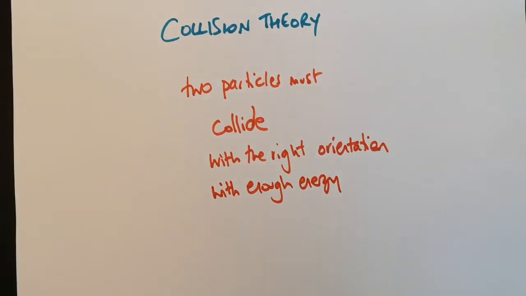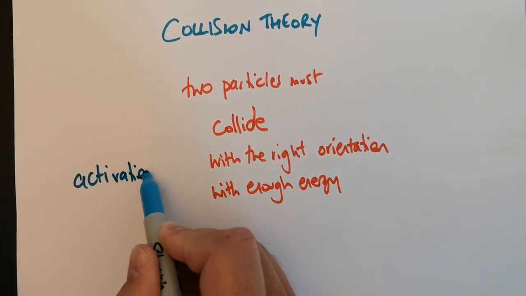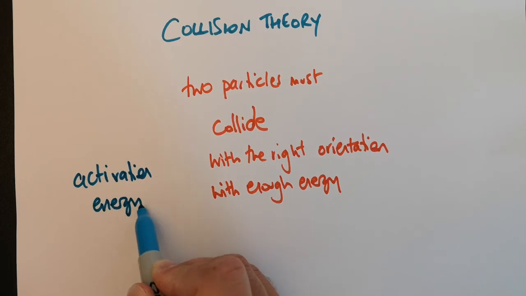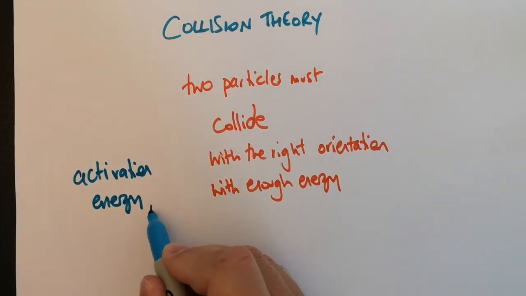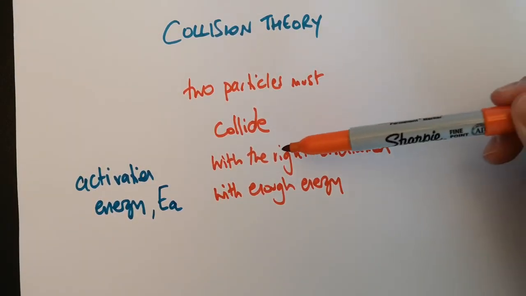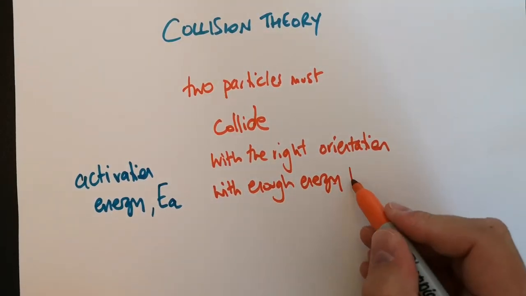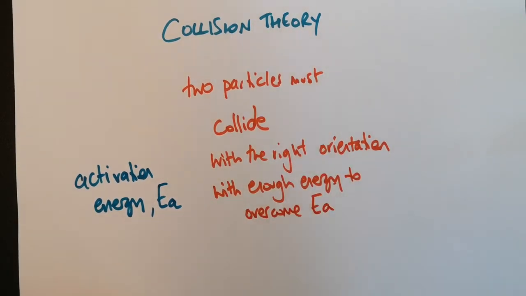Now the reason they need enough energy is they have to overcome an energy barrier in order to react. You might have heard of that energy barrier before. It's called the activation energy, which is the minimum amount of energy required in order to start a reaction. And at A level, it's given the symbol EA. So two particles must collide with the right orientation with enough energy to overcome the activation energy.